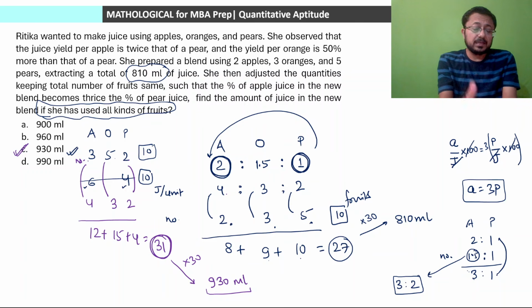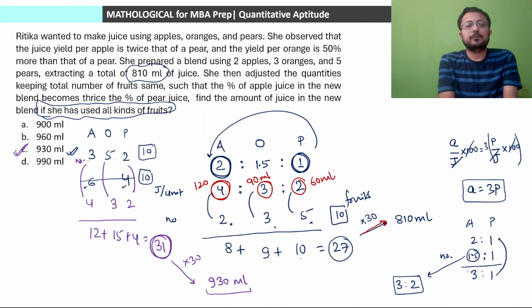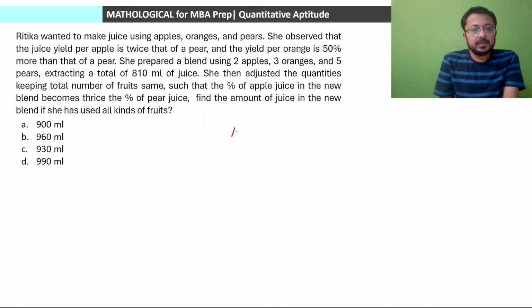ठीक है. हाँ, इस चीज़ को हम ऐसे भी समझ सकते थे कि initially when we had identified that 1 unit is equal to 30 ml, so since juice extracted from 1 apple is 4 units, यानी कि that will be 120 ml. Juice extracted from orange is 3 units, so that will be 90 ml. And juice extracted from 1 pear is 2 units, यानी कि that will be 60 ml. Okay, so juice extracted from an apple is 120 ml, from an orange is 90 ml, and from a pear is 60 ml.